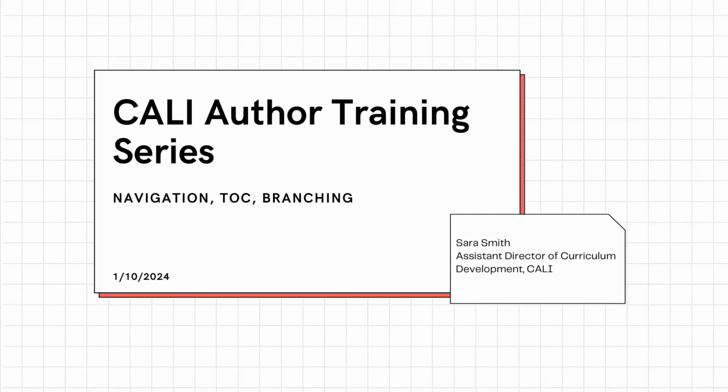In the first one, we discussed how to copy and edit a CALI lesson and then publish it for your students, and then get access to the analytics and the grades after your students run the lesson through a lesson link. In the second presentation, we drilled down a little bit deeper into the different CALI Author question types. And in this one, we're going to drill down deeper into navigation, modifying the table of contents, and branching.